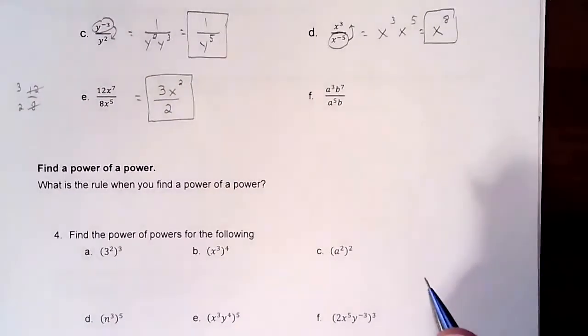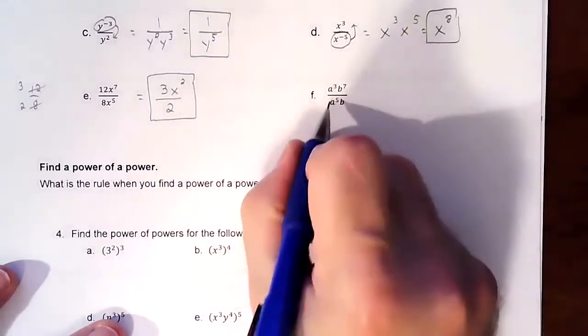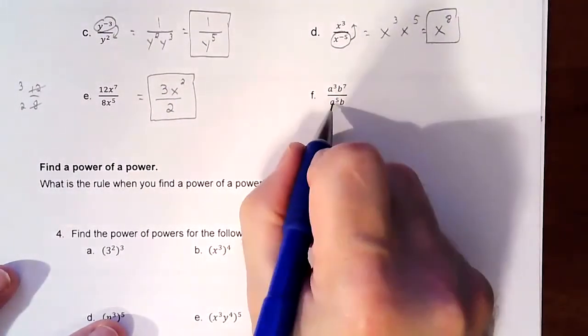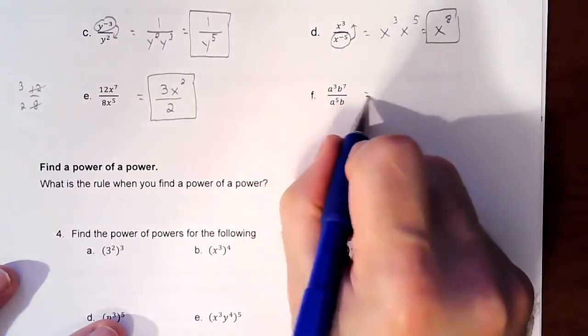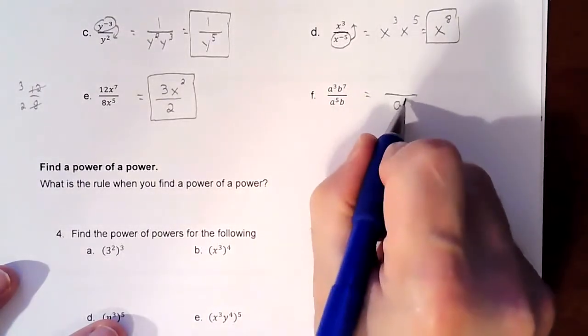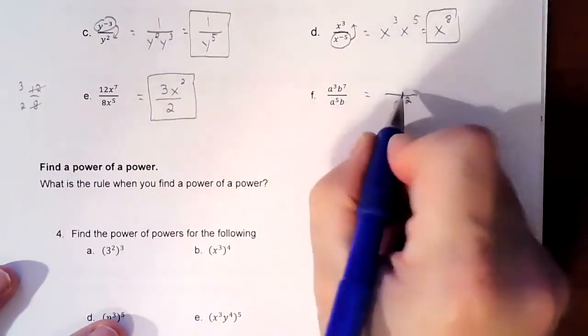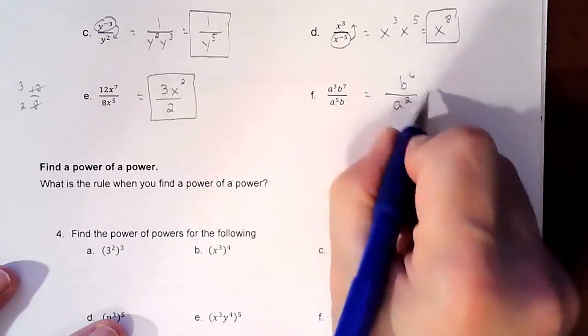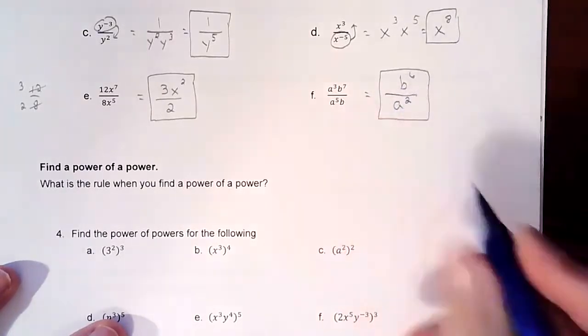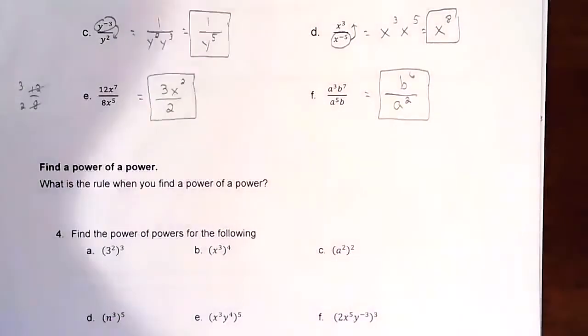Okay, and then the last thing, if you have a's and b's, that's fine. Just try to figure out where you have more. You have more a's on the bottom by 2, and you have more b's on the top by 6. Okay, and that was dividing powers with like bases.